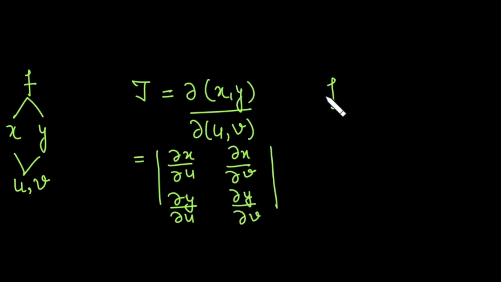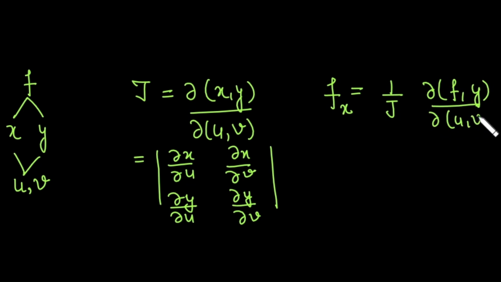and the partial derivative of the function with respect to x in terms of uv is calculated as 1 by J into the similar term, but in terms of x we replace f, and the rest of the terms are as it is. And that is again a determinant of the partial derivative of f with respect to uv in the first row, then the derivative of y with respect to uv in the second row. Similarly, we have the partial derivative of the function with respect to y equal to 1 by J. Use the same expression, but in place of y replace f.